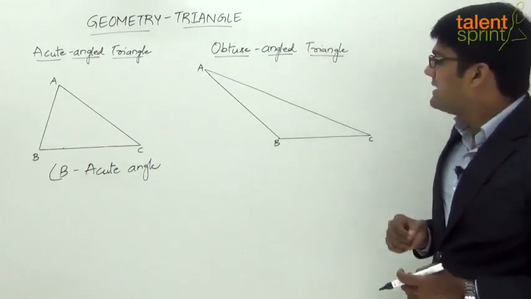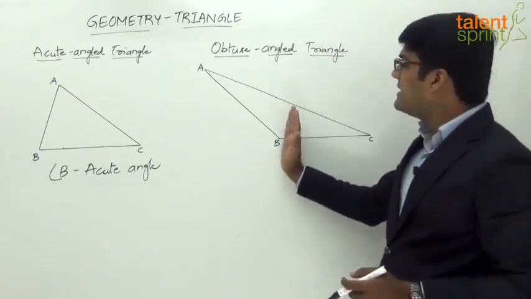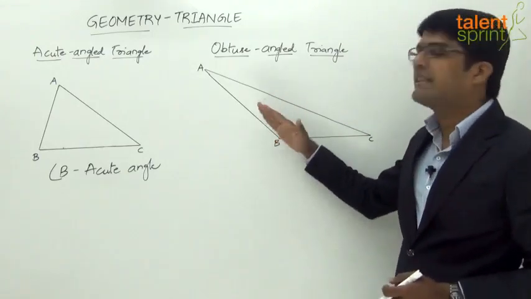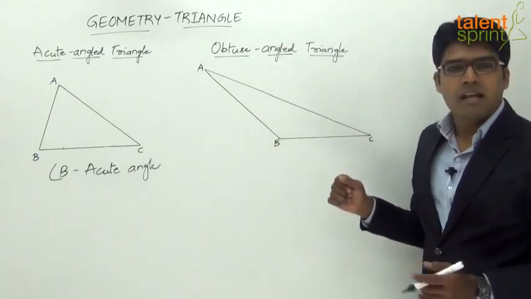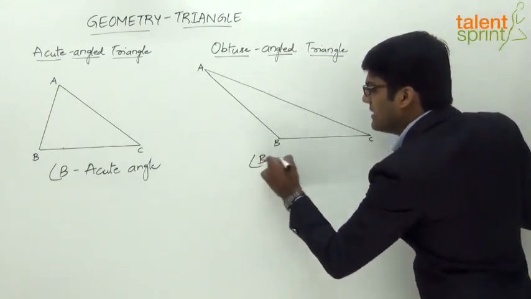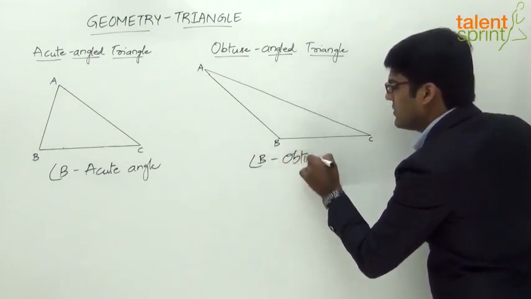And look at the second triangle here, ABC. Clearly angle B is greater than the right angle, right? It is more than 90 degrees. So angle B is obtuse, and hence the triangle becomes an obtuse angle triangle. So here angle B is obtuse angle.